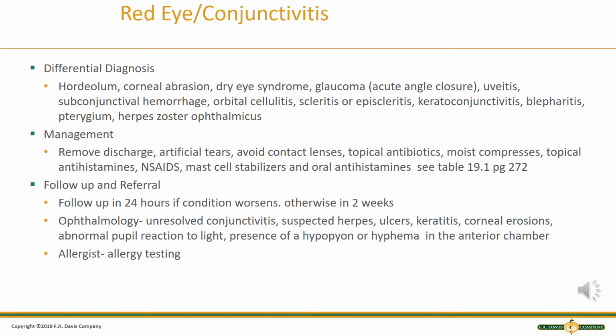For ophthalmology, you're going to refer if there's unresolved conjunctivitis or suspected herpes, ulcers, keratitis, or corneal erosions. If you have an abnormal pupil reaction to light, if you have a persistent case or need specialized tests, also the presence of a hypopyon, which is a layer of white blood cells, or a hyphema, which is a layer of red blood cells in the anterior chamber, those are going to require immediate referral to ophthalmology. You may also want to consider sending them to an allergist for allergy testing.